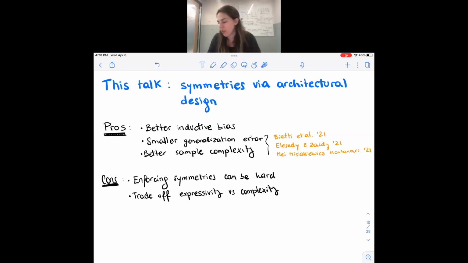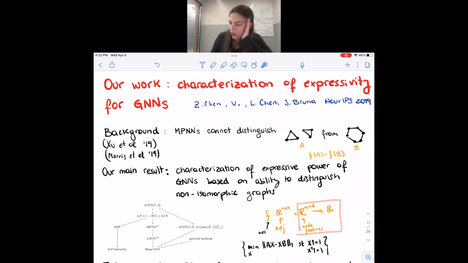In particular, we have this work from 2019 that is inspired by a paper by Xu and collaborators in 2019, and also Morris and collaborators in 2019. Both papers appeared more or less at the same time. They show that message passing neural networks, if you implement them in the most naive way possible, are not expressive enough. If you have graph A, which is just two triangles, and graph B, which is a hexagon, then for every choice of parameters of your network, f of A is going to be equal to f of B. That tells you that these message passing neural networks are not expressive enough to distinguish A from B.